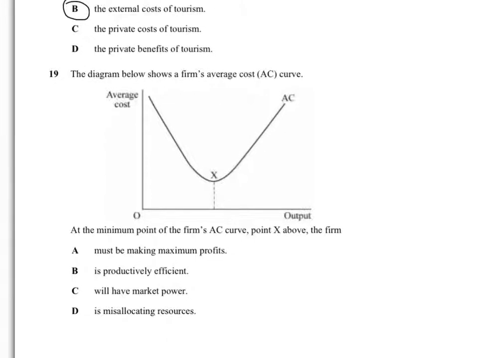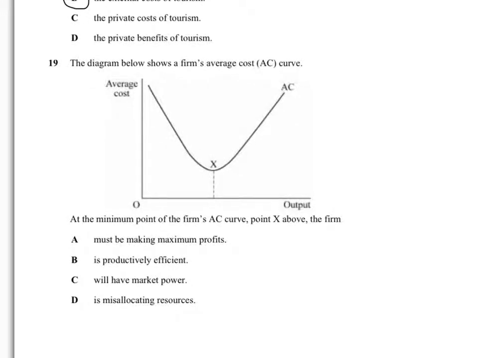The diagram below shows an average cost curve. It looks like a productive efficiency issue. At the minimum point in the average cost curve, being X above the firm, is a straightforward definition one. Okay.